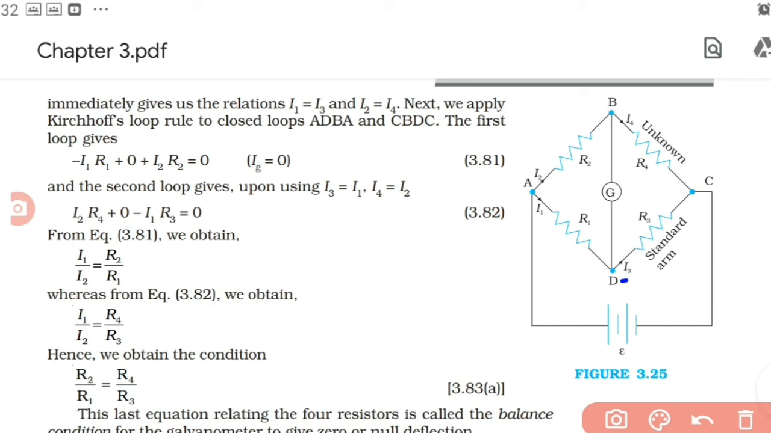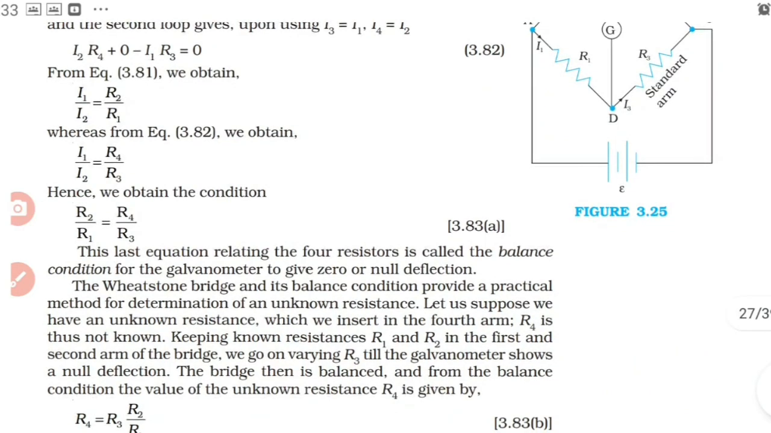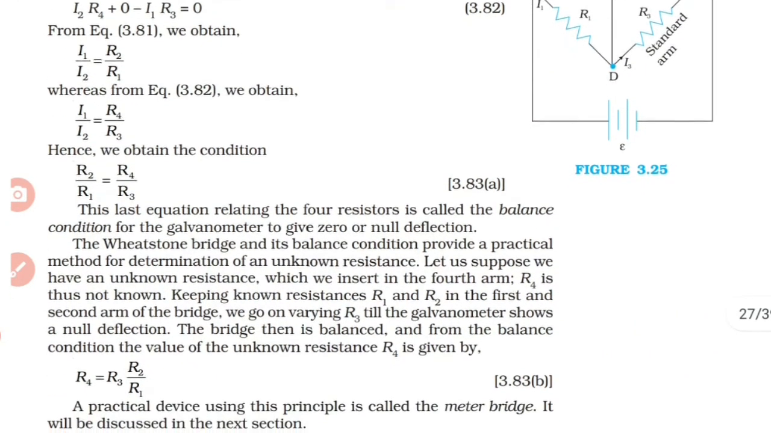See, we said no current should flow through the galvanometer. That means there should not be any potential difference between B and D. So that balancing condition can also be written as VB is equal to VD. That means potential at B will be equal to potential at D, or there is no potential difference between B and D. Okay, so this is how we state the balancing condition in three ways: Ig equal to 0, VB equal to VD, or R1 by R2 equal to R3 by R4.